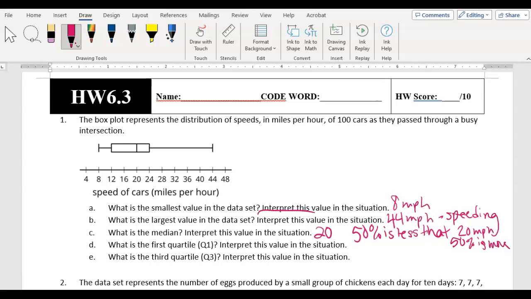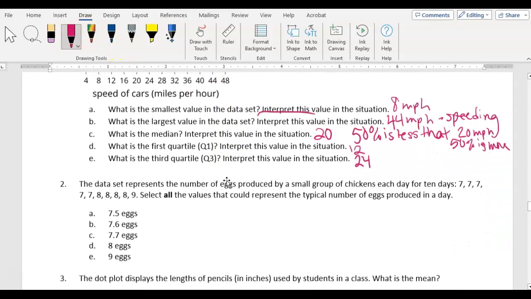The first quartile, Q1, is 12. And that means that 25% of the data is less than 12, and a good 25% is between 12 and 20, right? And then our third quartile is here at 24. And again, that means that 25% of our drivers were going above 24 miles per hour. So that's a decent number of people. A quarter of the people were going above 24 miles per hour. But there's quite a big range here. That could be a lot of different values represented in between 24 and 44.